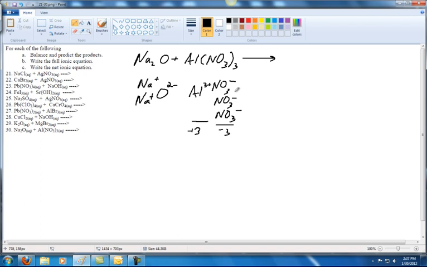Now when we're figuring out what's going to join with what, we know the Na will join with the NO3, we know the Al will join with the O, and we know we're just going to take one of everything over to the other side here. 1 Na plus, 1 O2 minus, 1 NO3 negative. So the Na will join with the NO3, so Na plus and NO3 minus.